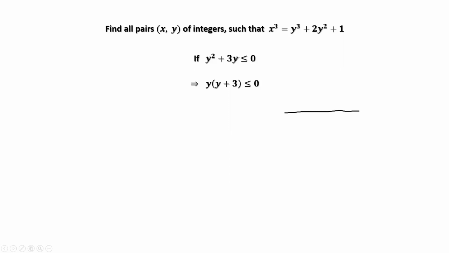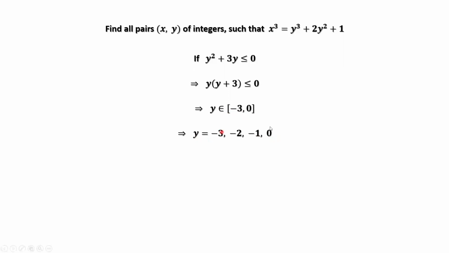This is y squared plus 3y, like this. And here, what are zeros of the left-hand side? y equals 0, y equals negative 3. Now, we can easily see that this graph, when y is between negative 3 and 0, the curve is below zero, it's negative. Therefore, we have the following result. y must be between negative 3 and 0. Here, y is an integer. Possible values of y are negative 3, negative 2, negative 1, and 0.